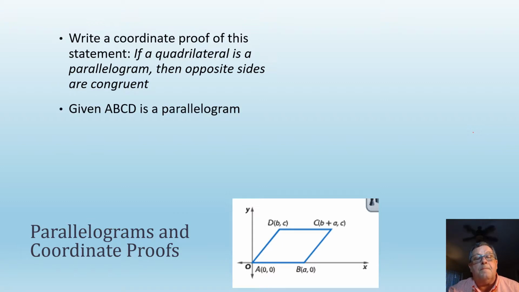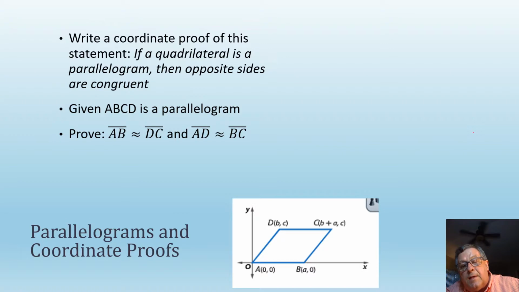If ABCD is a parallelogram, that's our given. And then we're asked to prove that, if that's true, the opposite sides, AB is congruent to DC and AD is congruent to BC.